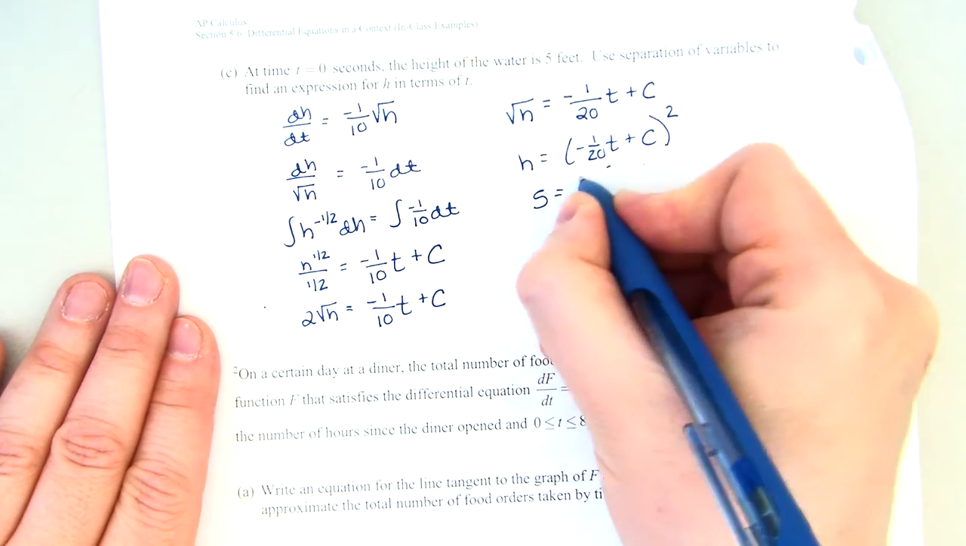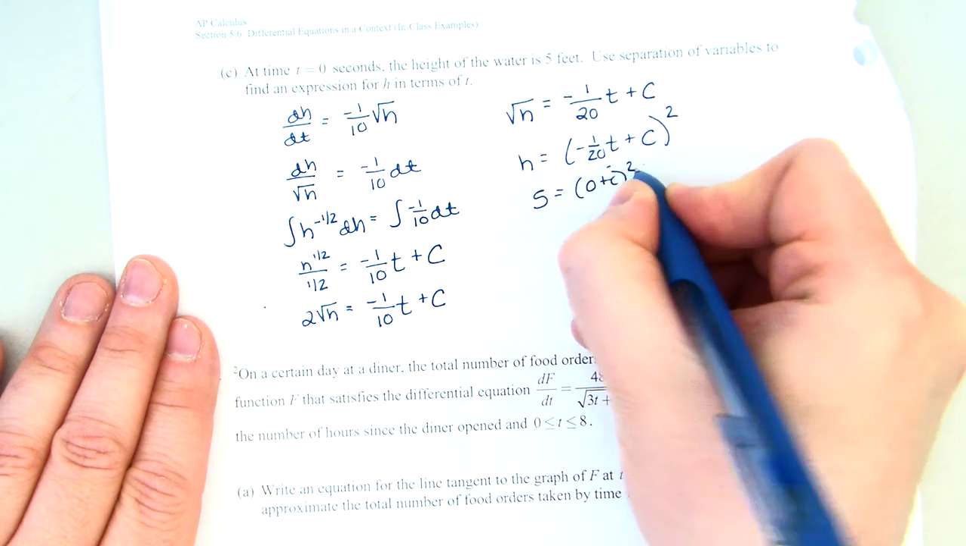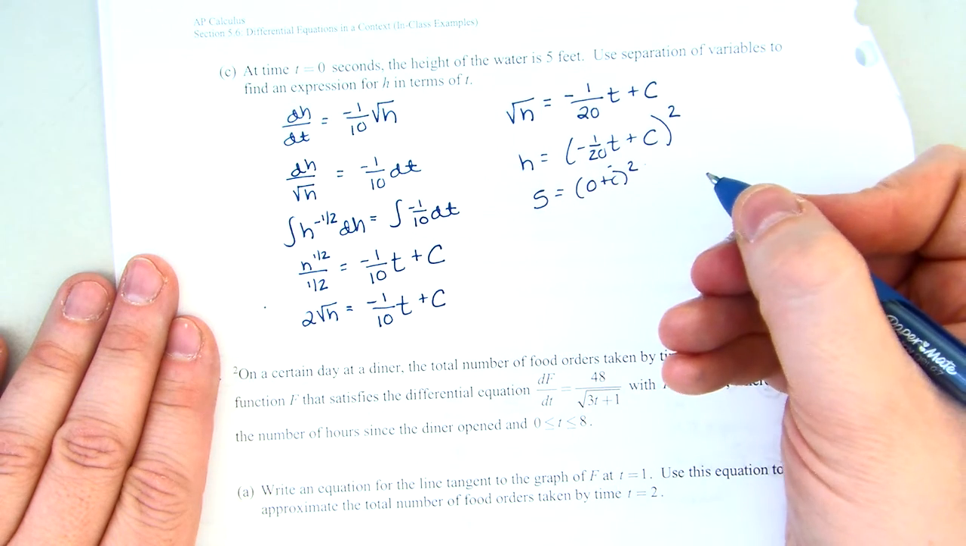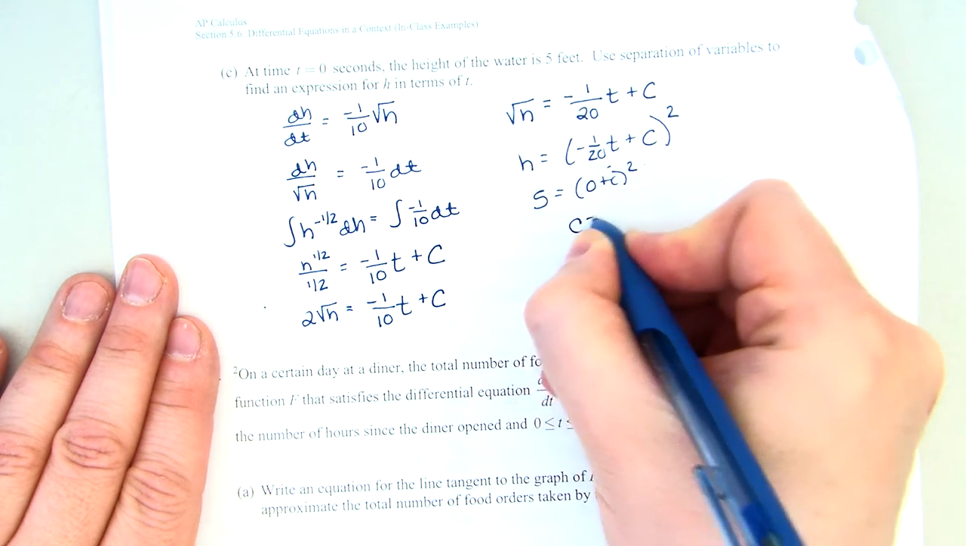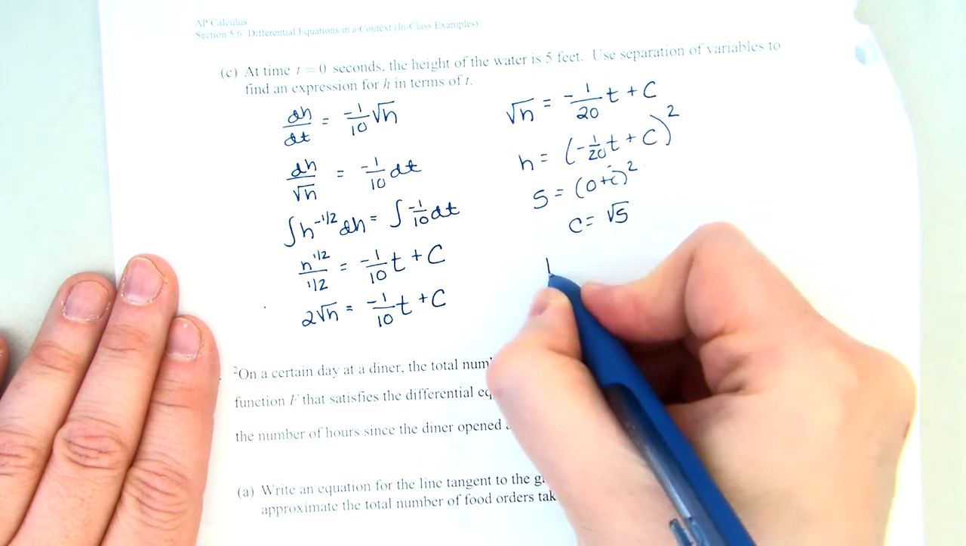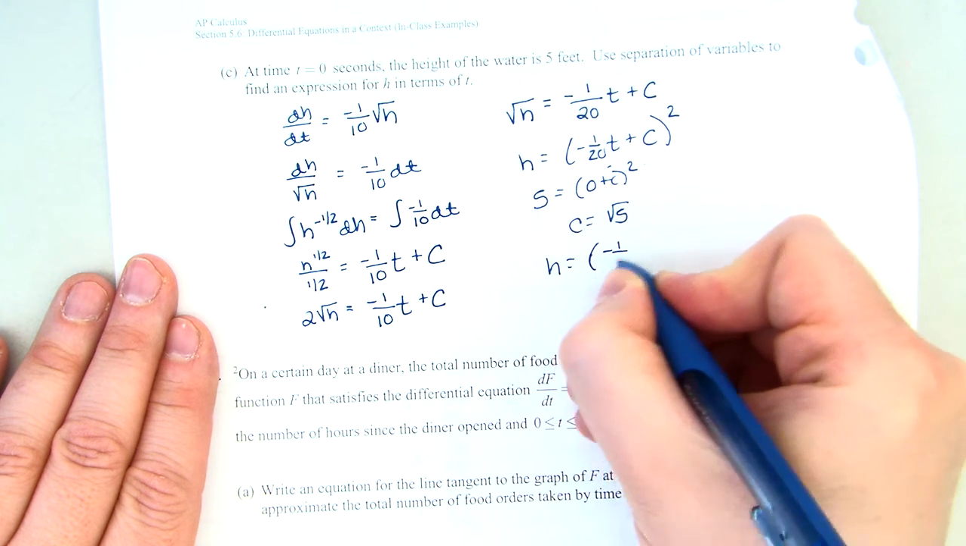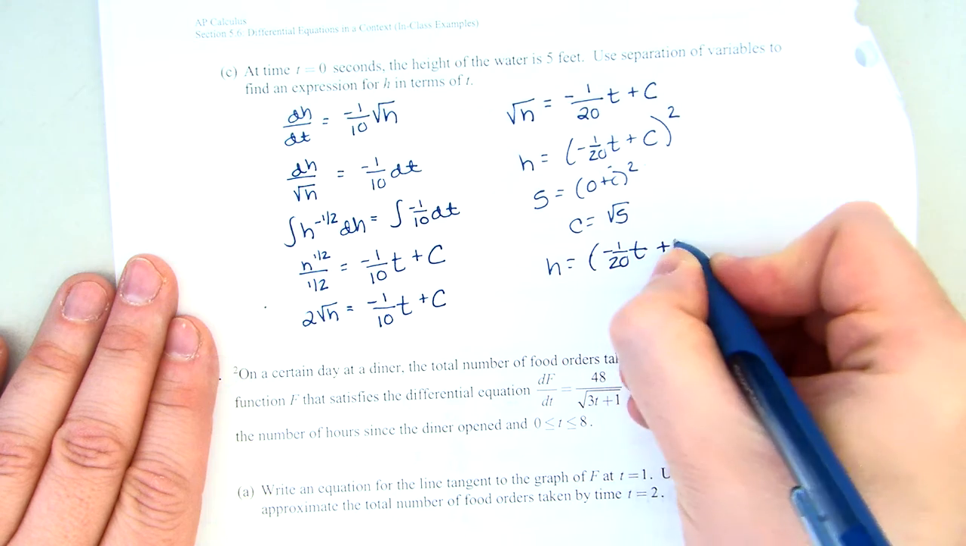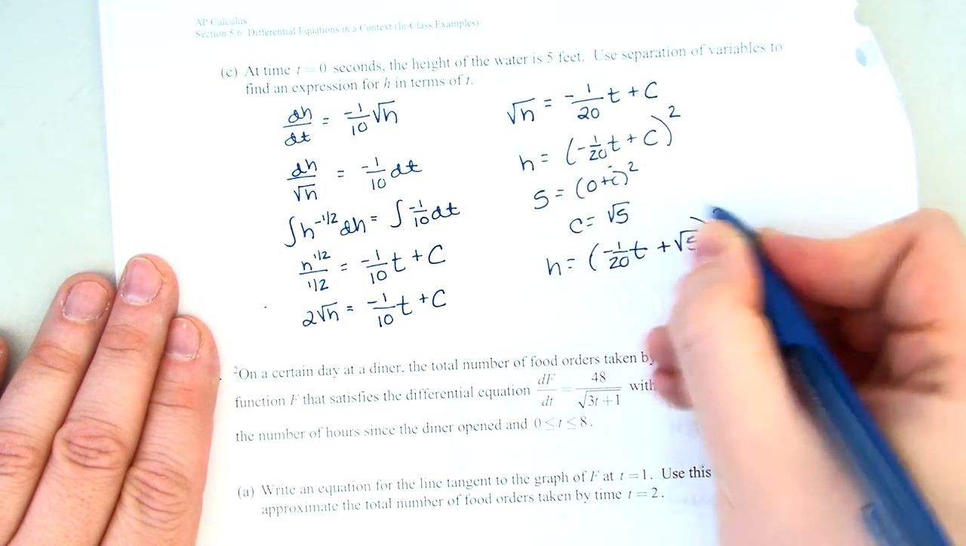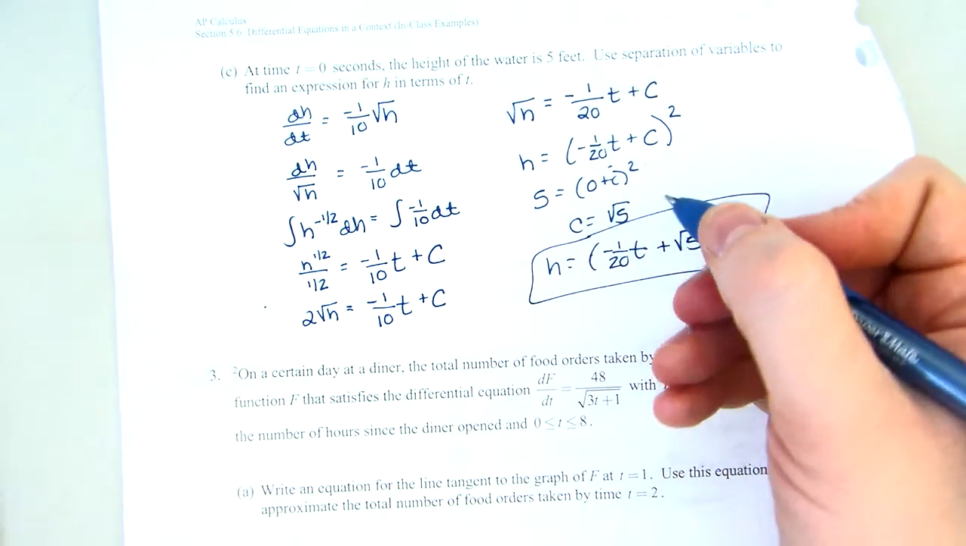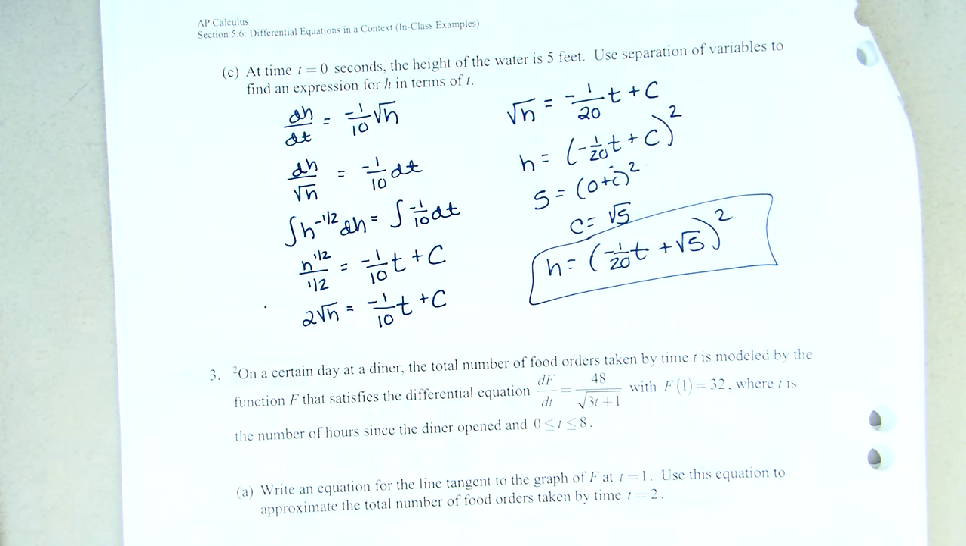5 equals 0 plus c squared. C is root 5. Yeah. Okay, you don't have to like it, but it is right. And as opposed to my fractions inside fractions that I'm not okay with, square roots inside things are just fine.